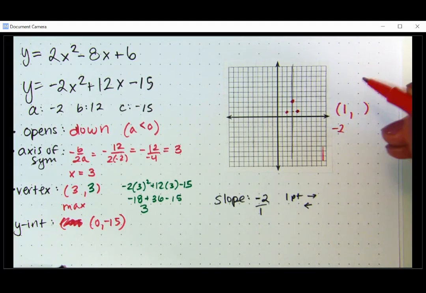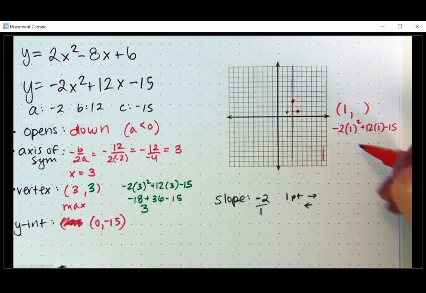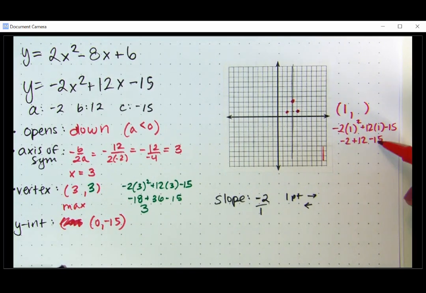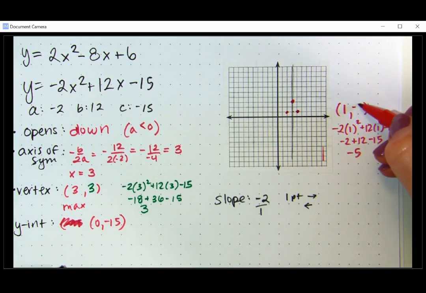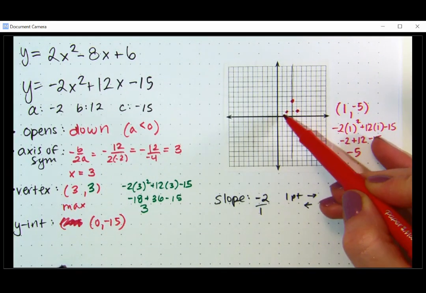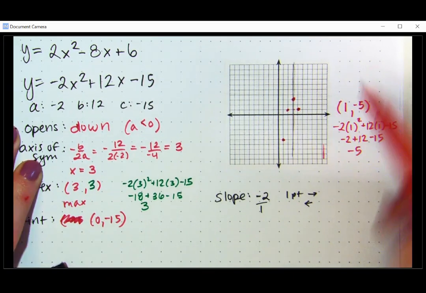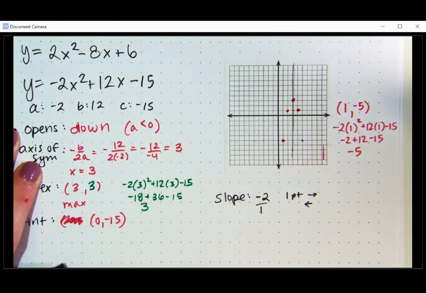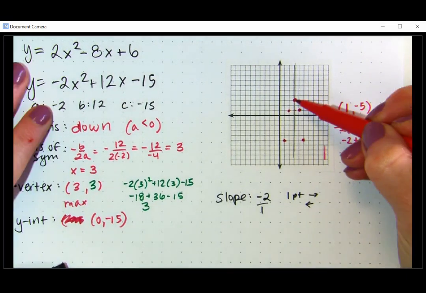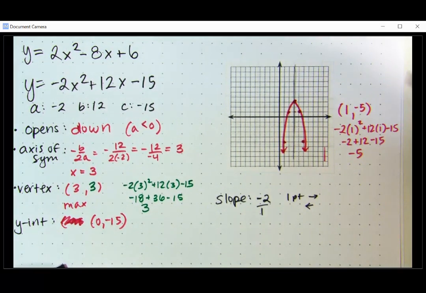So if I substitute a 1, I get -2 plus 12 minus 15, and I get -5. Okay, so I go in and I know my point is 1, -5. So that means my other point is going to be right there because this reflects. And that's it.